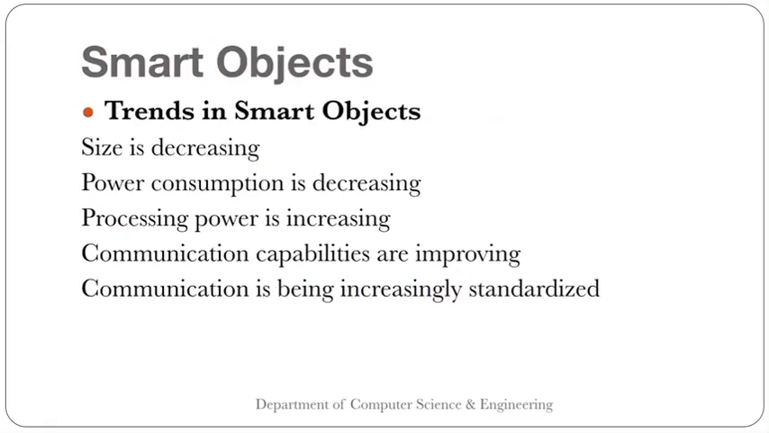Okay, so the different hardware components of a smart object continually consume less power. This is especially true for sensors, many of which are completely passive. We have discussed what is active and passive. Many don't require even power, so power consumption is reducing, and because of that, battery life is increasing. Communication capabilities are also improving.